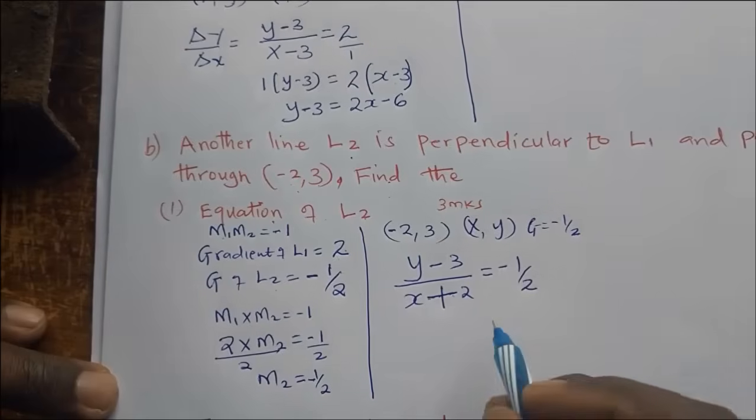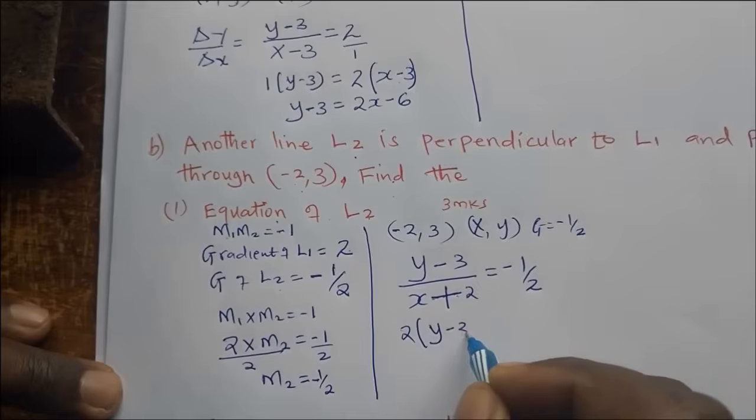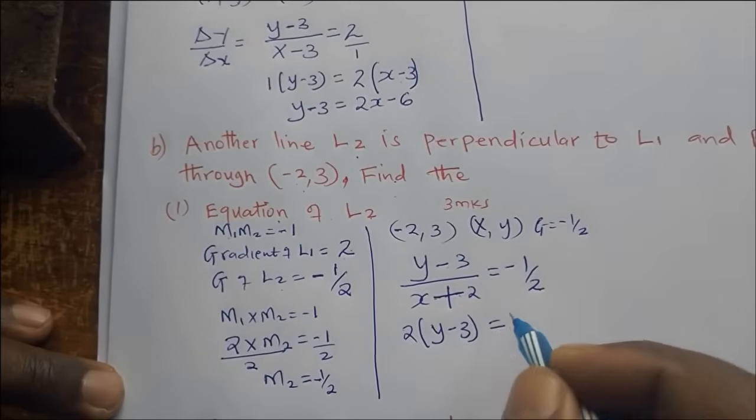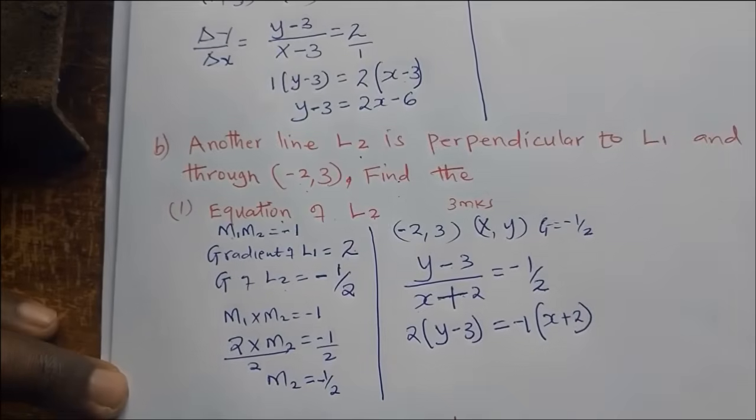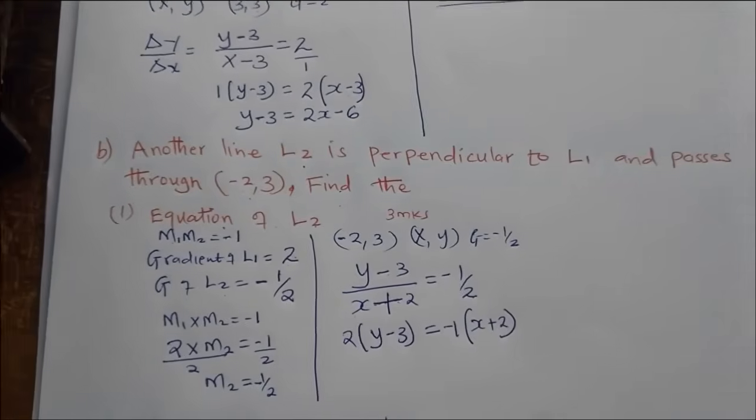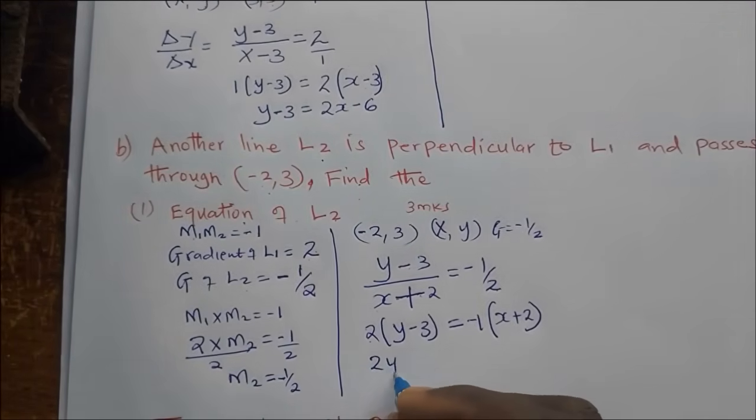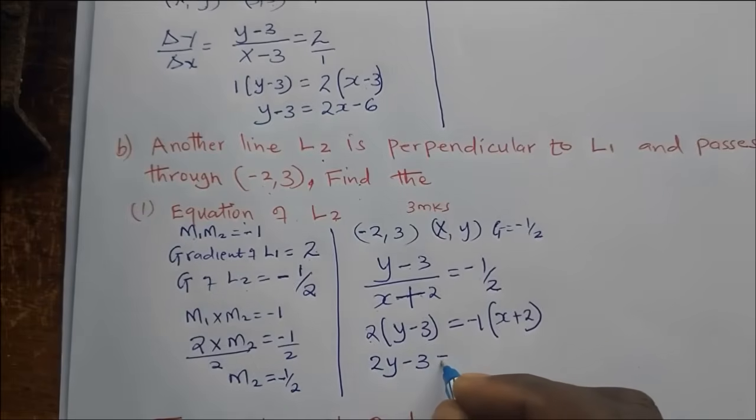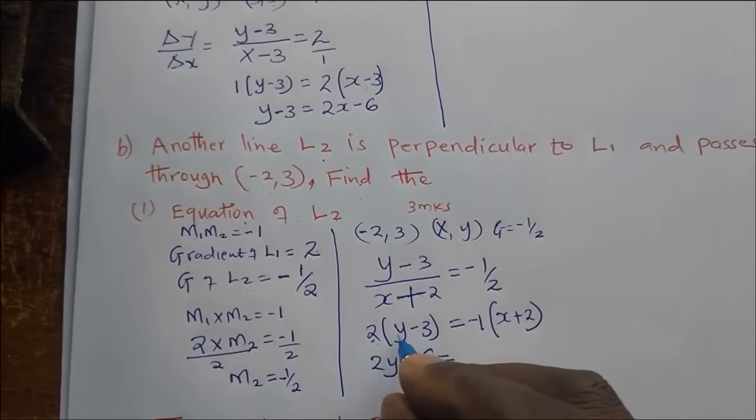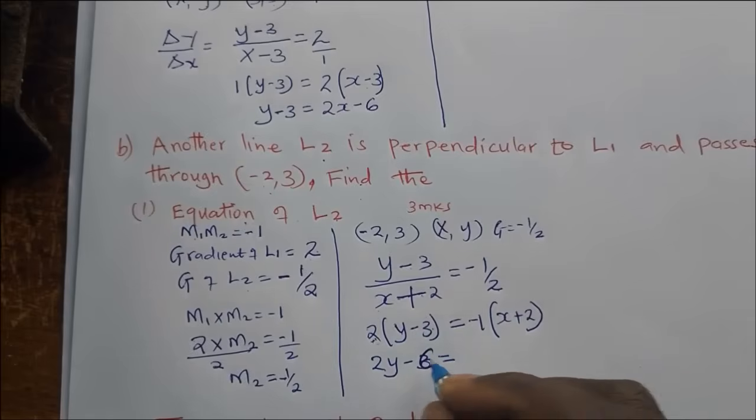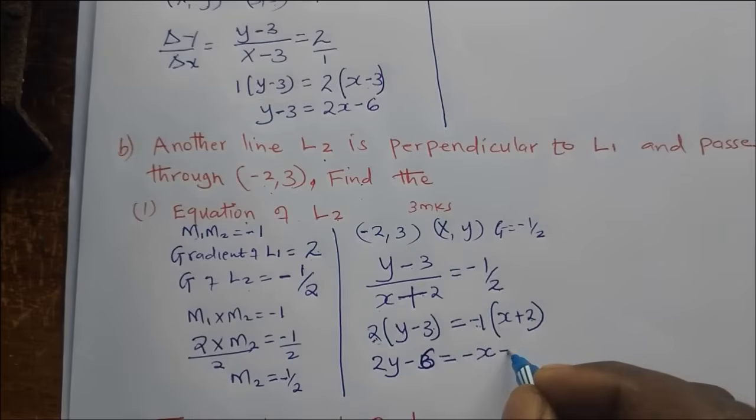So this is positive. So cross multiply, we will multiply 2 into y minus 3, this times this, is equal to negative 1 times x plus 2. Right? Next one, let's open the bracket. 2 times y, 2y. 2 times negative 3, negative 6, is equal to negative 1 times x, negative x. Negative 1 times 2, minus 2.